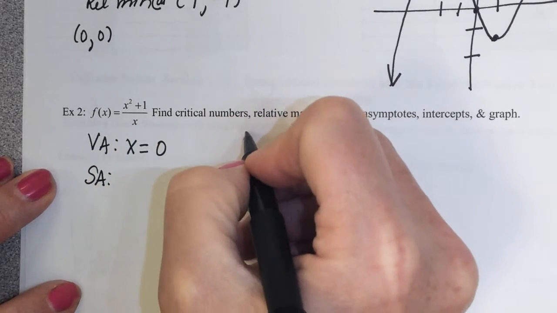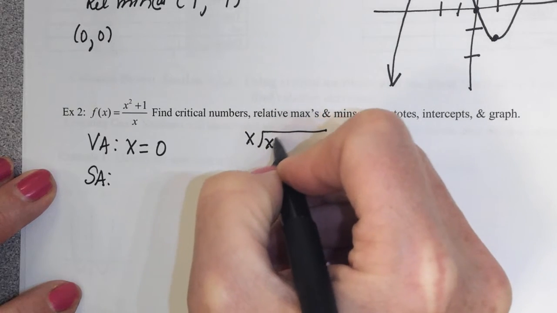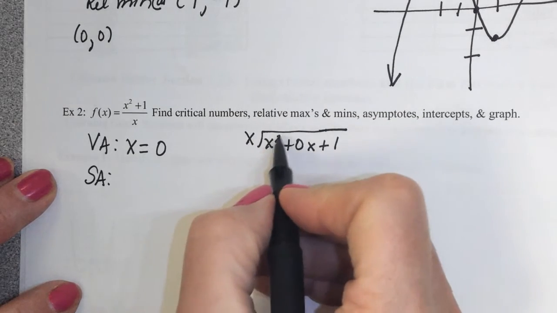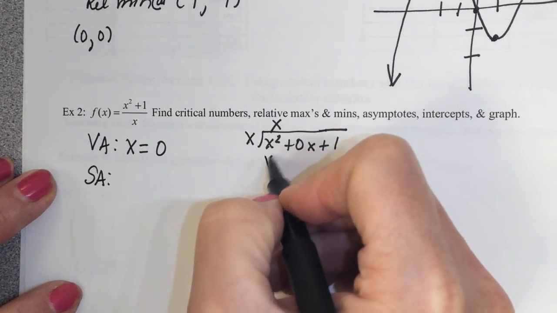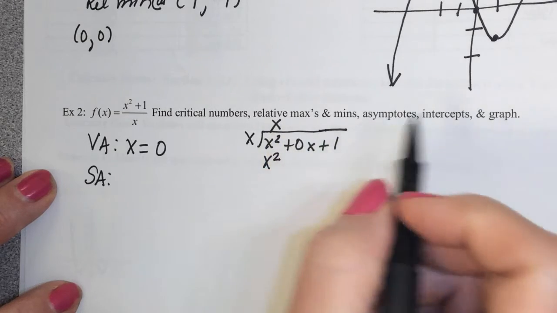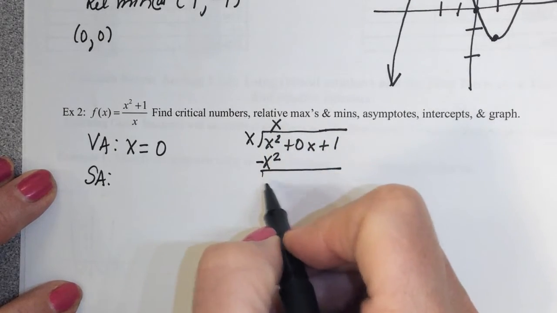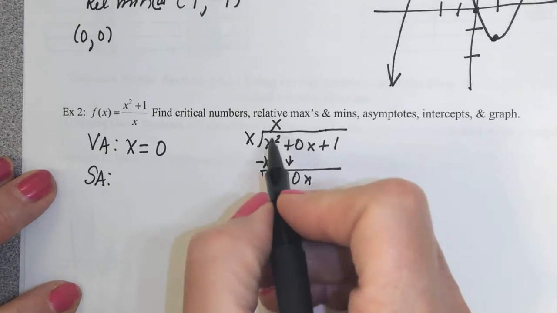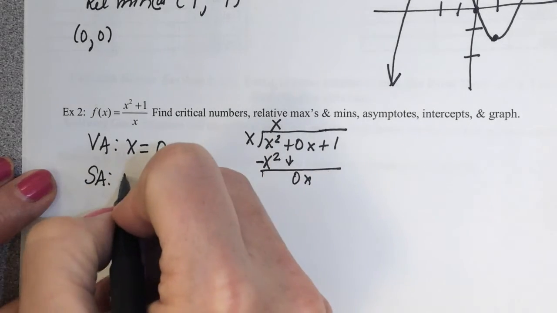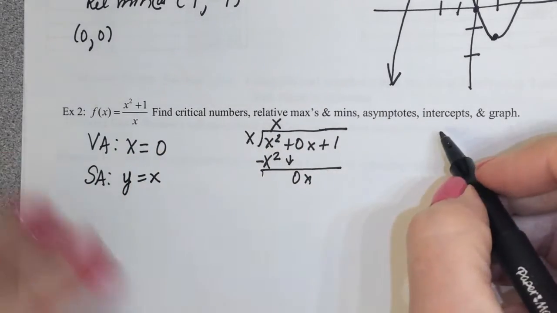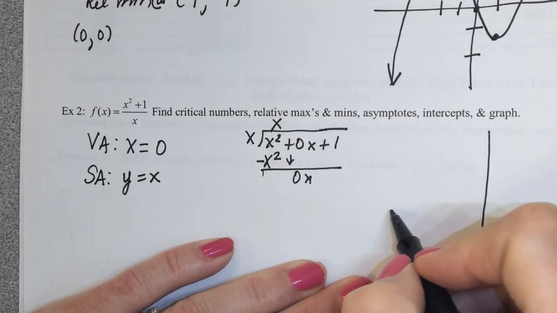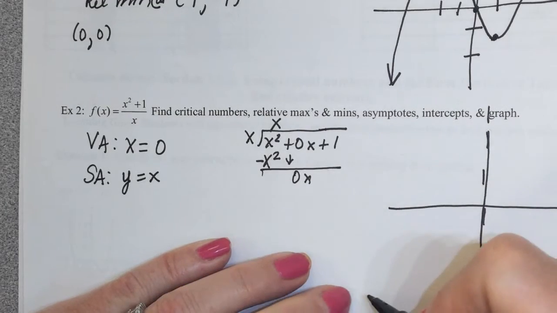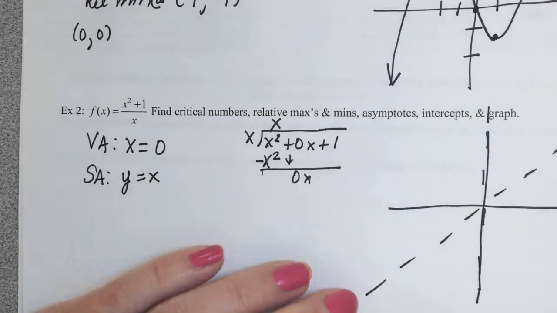To find that slant asymptote, I'd have to divide x into x squared plus 1, and I have to use long division. So x squared divided by x is x, times x is x squared, and then that's all I can do with that. I'm going to subtract, and that's gone. I bring this down, this is 0x. 0 divided by x is 0. So I just stop right there. My slant asymptote is y equals x. There's nothing else I can do. So here's what I have so far. I've got a vertical asymptote here at x equals 0, and I've got the slant asymptote of y equals x.